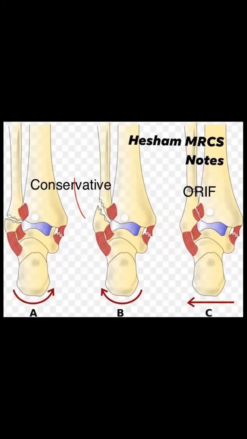Another one, this is called Weber classification of fracture of distal fibula, or lateral malleolar fracture. From the left, type A is fracture below the level of the syndesmosis. Here is below the level of the syndesmosis. And Weber type B is fracture at the level of the syndesmosis. Weber type C is fracture above the level of the syndesmosis.